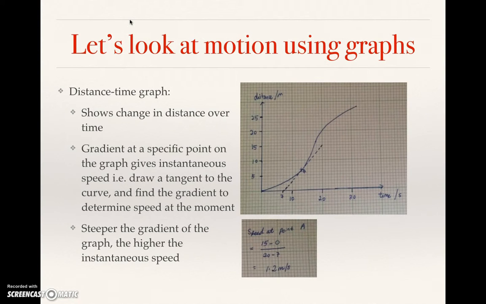Let's now look at some motion graphs. Let's get started with the distance time graph, which shows the change in distance over time. The gradient at a specific point on the graph gives instantaneous speed. So if you draw a tangent to the curve and find the gradient at that point, you can determine the speed at the moment. Looking at the graph on the right, to find the speed at point A, draw a tangent to the graph at point A, find the gradient, which is 15 divided by 20 minus 7, and you'll find the speed, which is 1.2 meters per second at that point. The steeper the gradient of the graph, the higher the instantaneous speed.